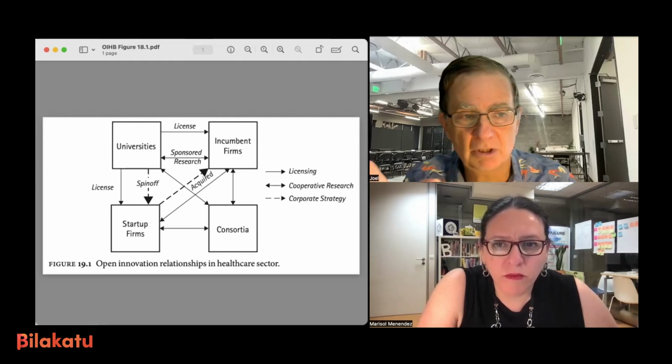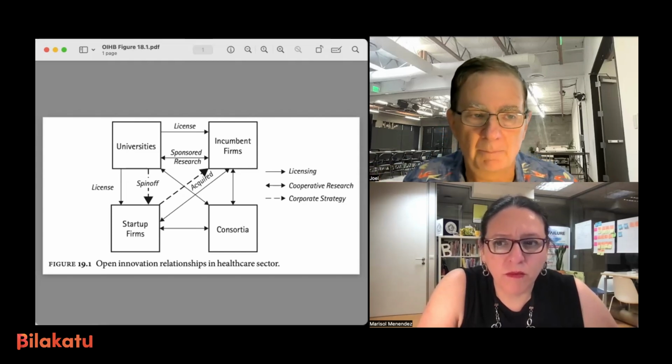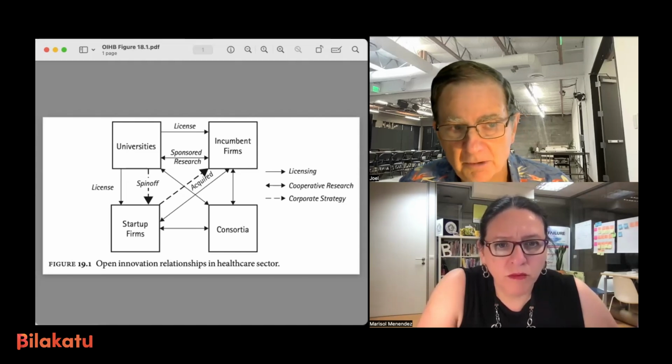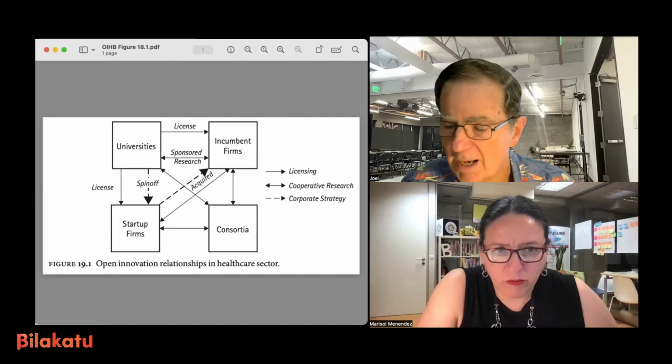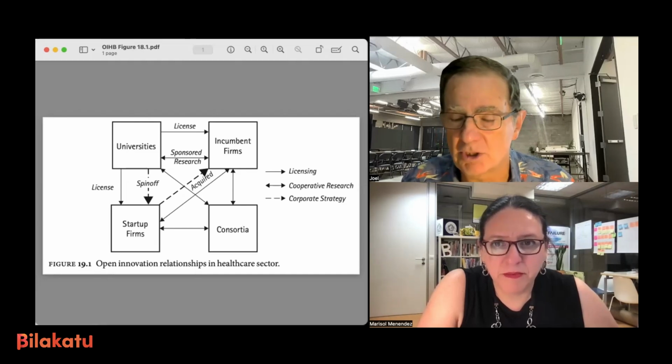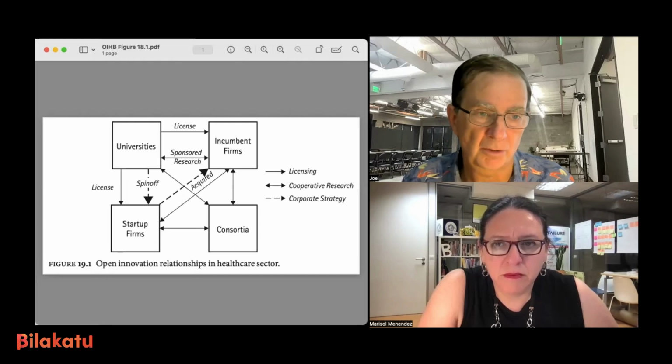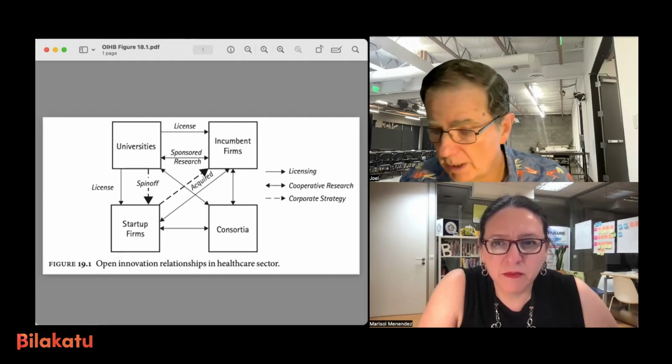And so basically, I'm just showing these three major types of actors: the universities, the startup firms, and the incumbent firms. And typically, a lot of these startup firms are being formed by a university professor who has a cool technology. Obviously, the university can't bring it to the market, so the professor's doctoral student will go create a company.